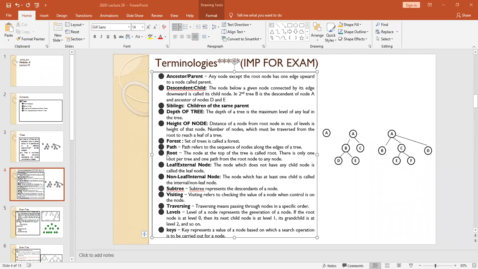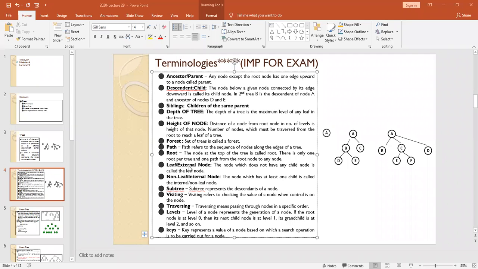Now come to the next one, root. The node at the top of the tree is called the root. Which is the root node here? It is A. There is only one root per tree and one path from the root node to any node. Keep this in mind.